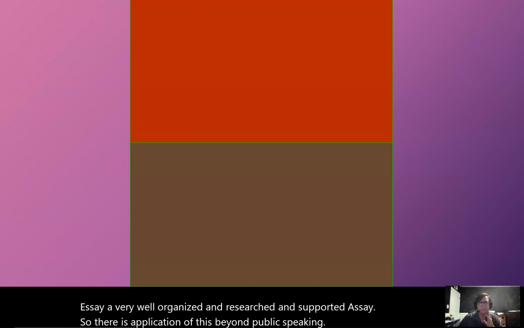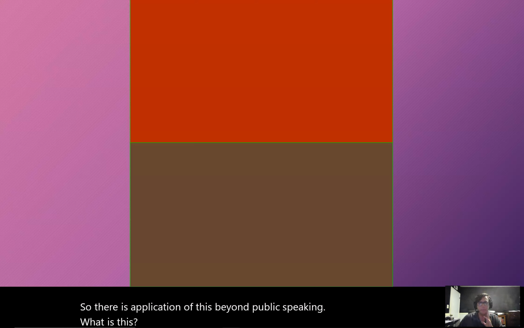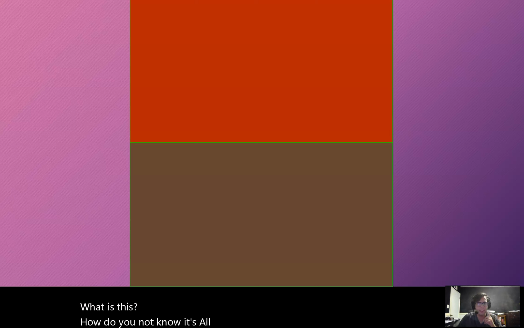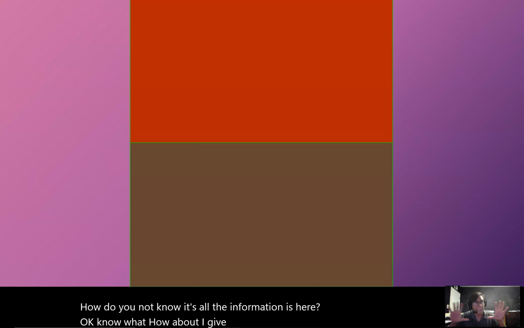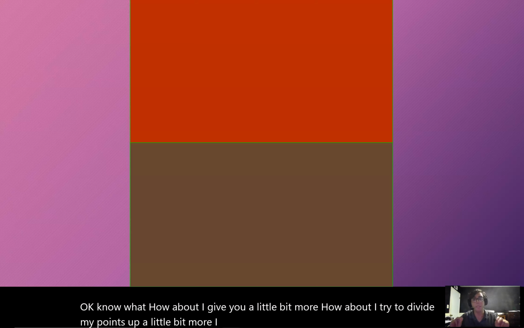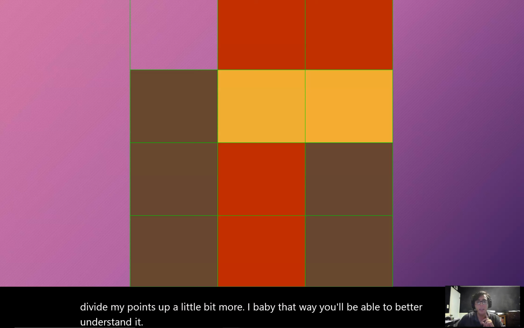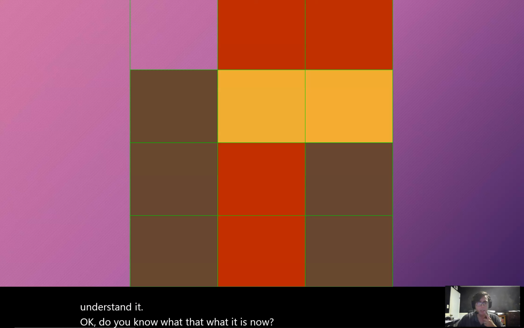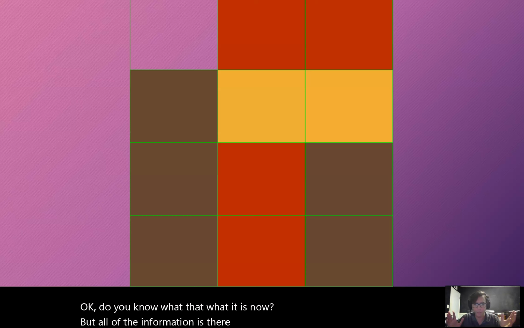What is this? How do you not know? All the information is here. Okay, you know what? How about I give you a little bit more? How about I try to divide my points up a little bit more, that way you'll be able to better understand it. Okay, do you know what it is now? But all of the information is there. I've given you all the information. How can you not understand what this is?